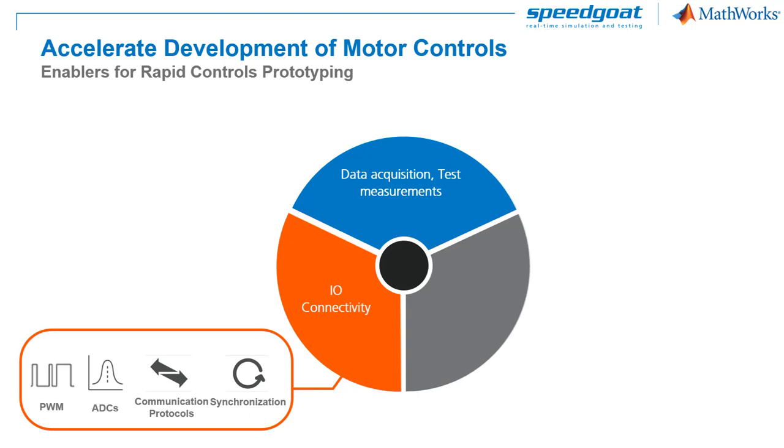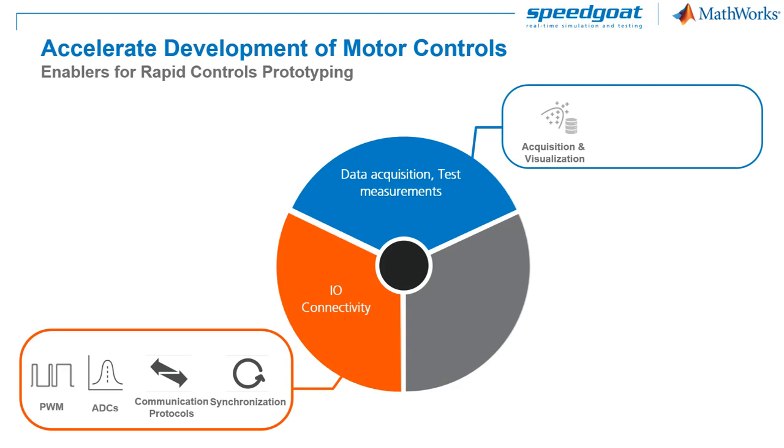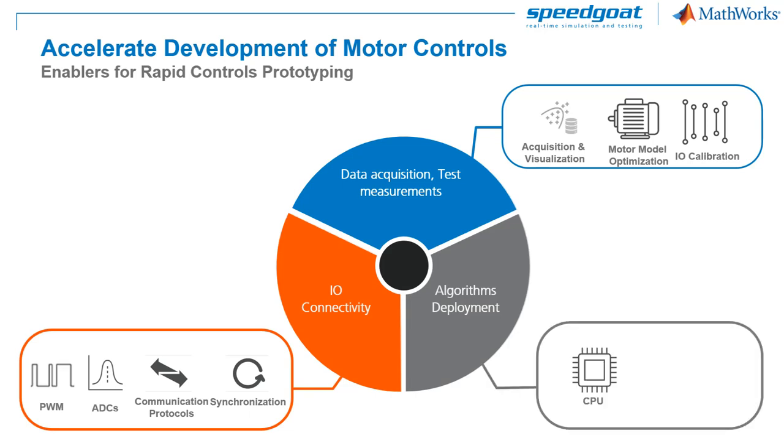Then, you need a flexible environment to interact with your hardware with capabilities such as data acquisition and validation of signals, workflows using experimental data for motor parameter estimation, and tasks such as I/O calibration, for example, for ADC offsets. Finally, RCP requires to deploy algorithms such as field-oriented control on real-time platforms based on CPUs or on FPGAs and perform parameter tuning. In this webinar, you will discover how Speedgoat solutions provide all these enablers.